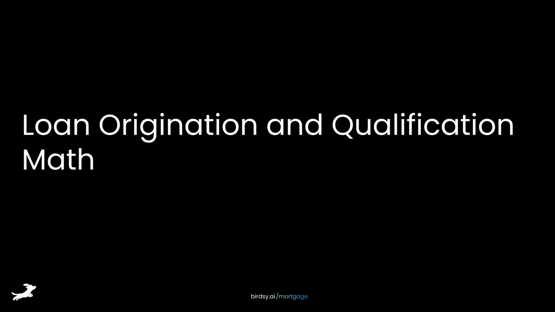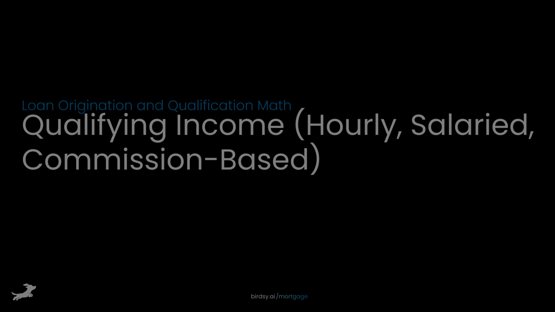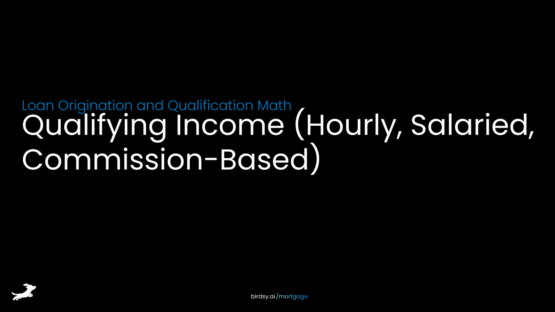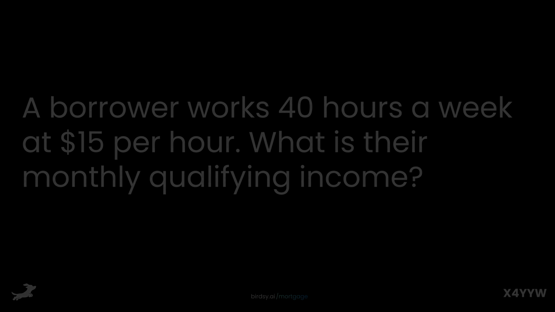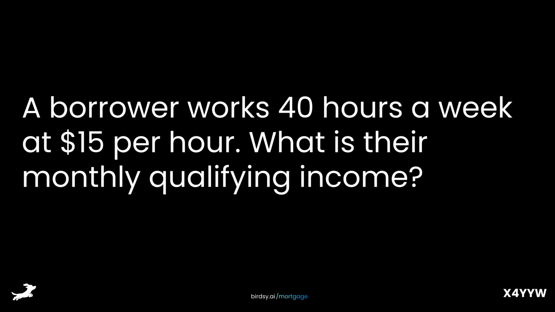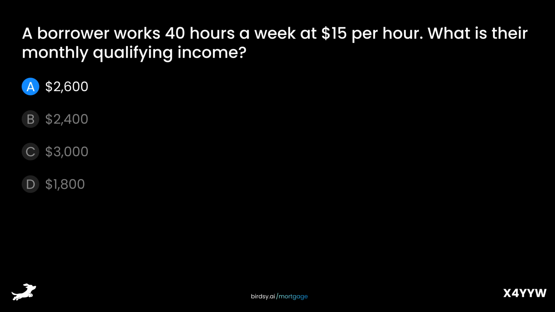Loan origination and qualification math. Qualifying income: hourly, salaried, commission-based. A borrower works 40 hours a week at $15 per hour. What is their monthly qualifying income? Is it A, $2,600, B, $2,400, C, $3,000, or D, $1,800? The answer is A, $2,600.